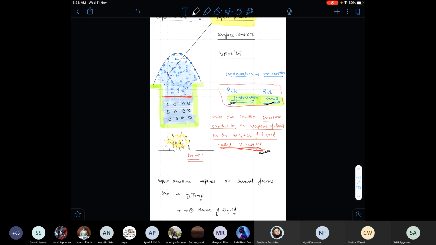Till this whole diagram we have done in the last class only. You must have read about it.